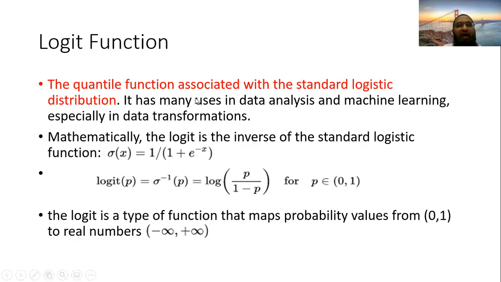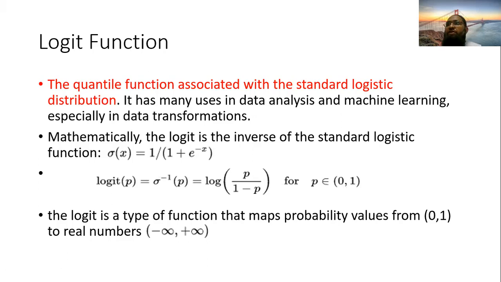And this Logit function has many use cases in data analysis, machine learning, especially in data transformations. In many algorithms, this is a very important thing to take care of. Okay. So mathematically, the Logit is the inverse of the standard logistic function. The standard logistic function is what? 1 over 1 plus e to the power minus x. And Logit is the inverse of that. So that is log p over 1 minus p for p in this range.